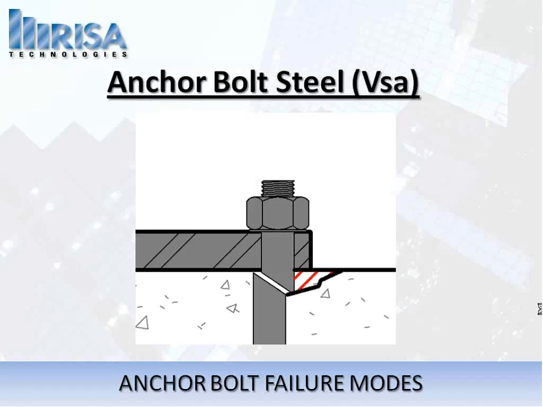Now for the shear failures, we've got the anchor bolt steel failing in shear once again, and we've got an illustration of this, and this is also going to cause some localized concrete spalling here.